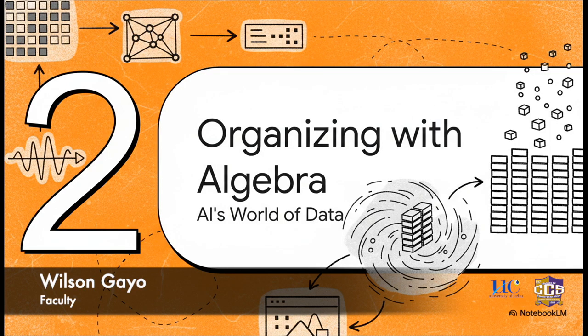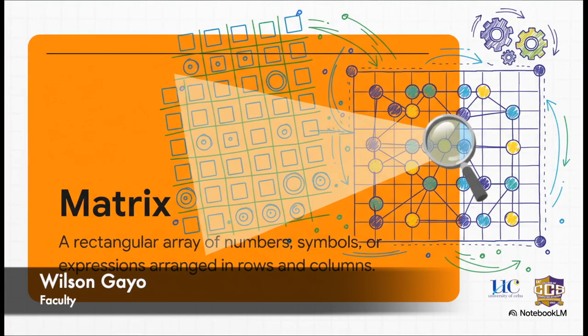Okay, next up, organizing data with algebra. I know, linear algebra sounds kind of scary, but honestly, it's just how AI sees the world, in neat, organized rows and columns. It's how it makes sense of, well, everything. So what's a matrix? It's just a grid of numbers. That's literally it. A spreadsheet, basically. But for a computer, this simple grid is an incredibly powerful way to represent, well, anything. A picture, a dataset, even the connections inside a neural network. It's all just numbers in a grid.